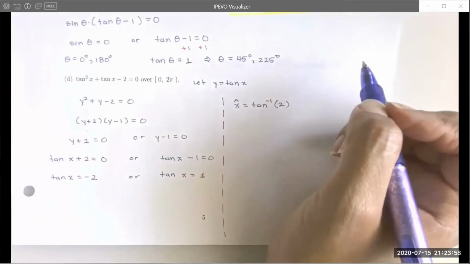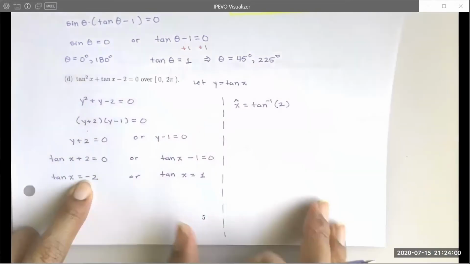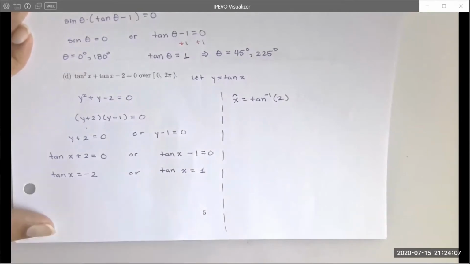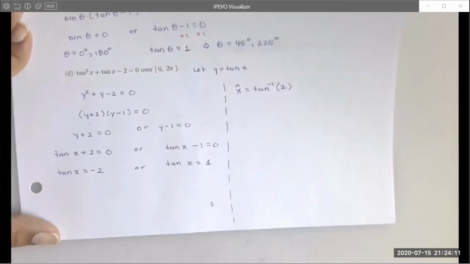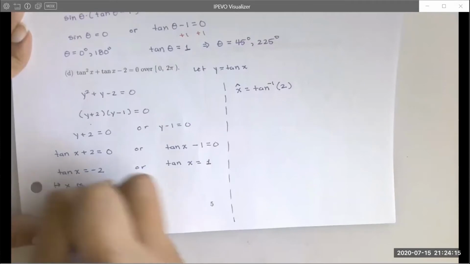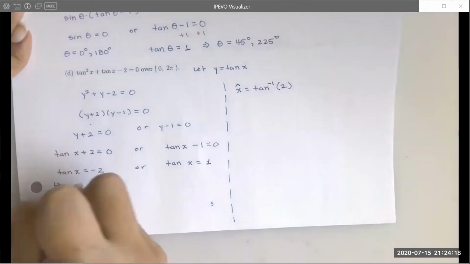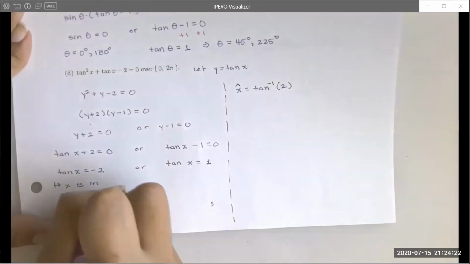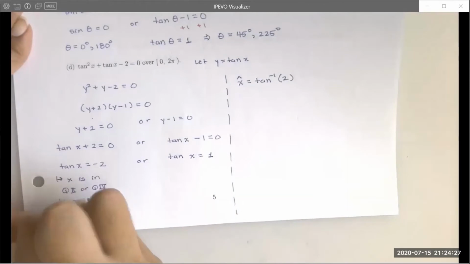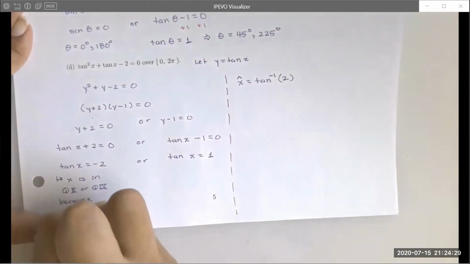And then since the original value is negative, that means that the angle x has to terminate in either quadrant 2 or quadrant 4, because that is where we have negative tan. Okay, so let me just write it here. So x is in quadrant 2 or quadrant 4 because tangent x is negative.